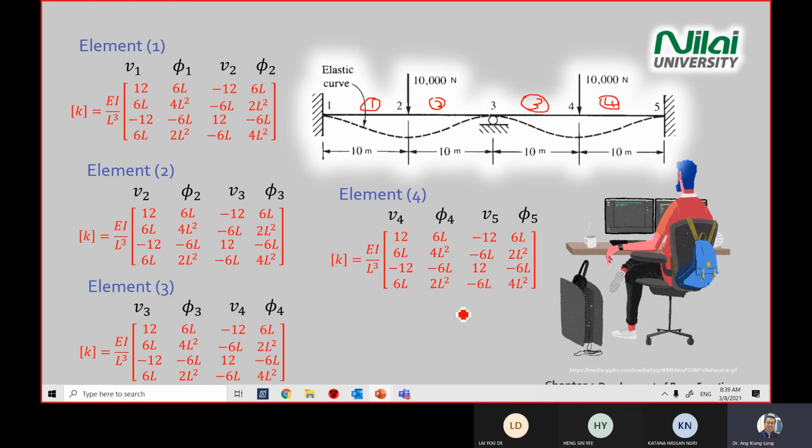Any questions so far for the element stiffness matrix? Anything that you're not sure about for the black color notation that is right on the screen here? Any question?